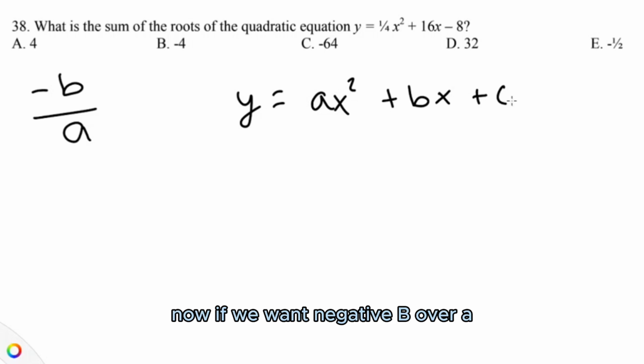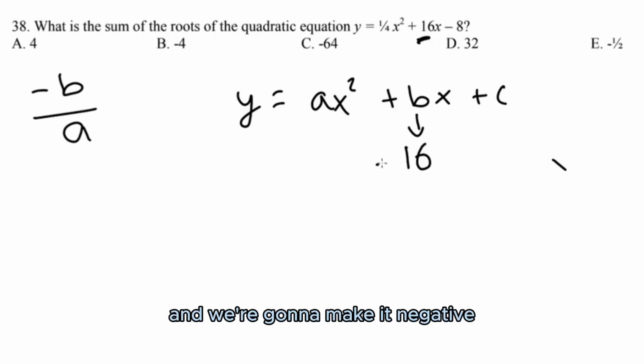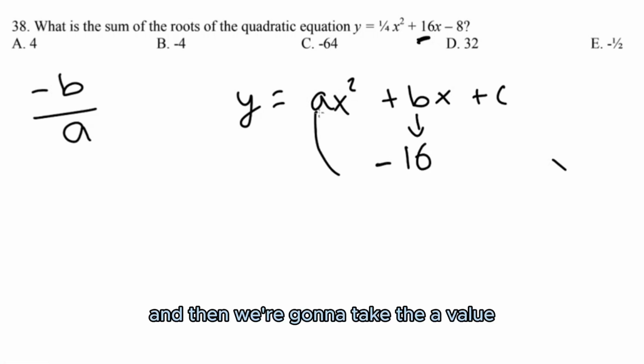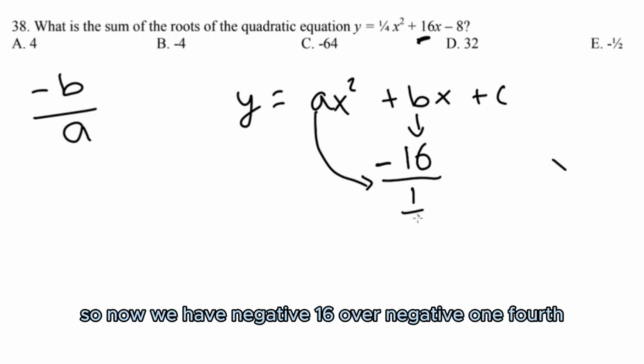Now, if we want negative b over a, we're going to take the b value, which in this case is 16, and we're going to make it negative. And then we're going to take the a value and put it under that. In this case, a is 1/4. So now we have negative 16 over negative 1/4.